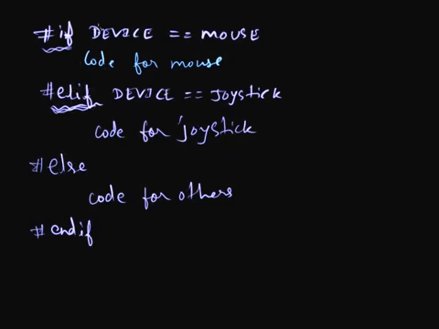So if you have the device as mouse, the code for mouse will be present in the expanded source code. The other codes will not be present. Same is the case if the device is joystick: the code for joystick will be expanded, others will not be there. So this is how you compile or expand your code conditionally. So we had three types of preprocessor directives: macro, file inclusion, and conditional compilation.